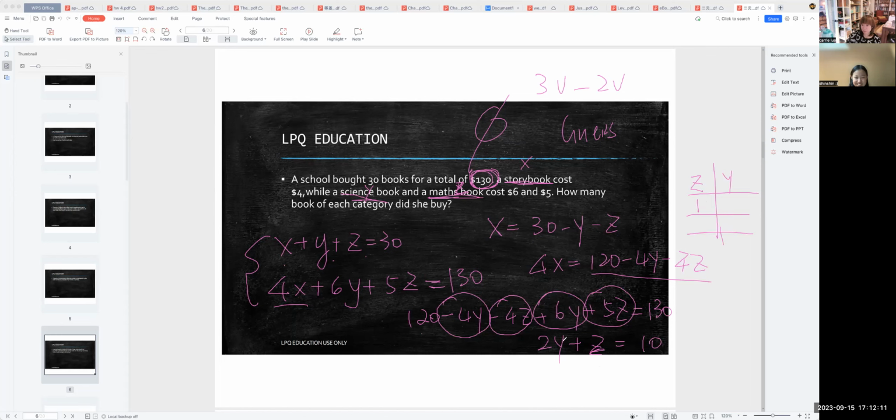No. Tell you, half book. See if z equals 1, now 2y plus 1 equals 10. So 2y equals 9. So y equals 4.5. What is y? The number of science books the school library bought.